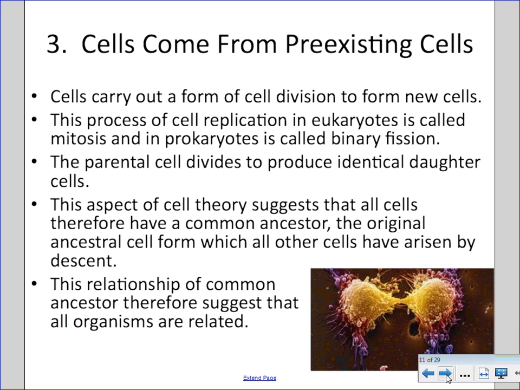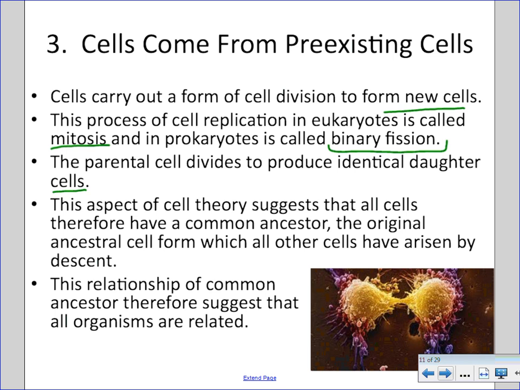In the third part of cell theory, cells come from pre-existing cells, so cells will carry out a form of cell division to form new cells. This process of cellular replication in eukaryotes is referred to as mitosis, which will be covered separately. And in prokaryotes, this process is referred to as binary fission. The parental cell will divide to produce identical daughter cells. And this is the end result of cell division. You are producing an identical daughter cell.